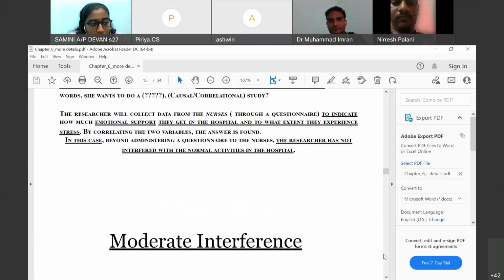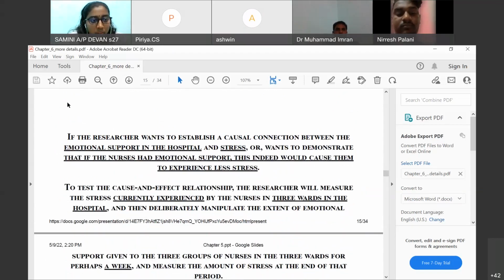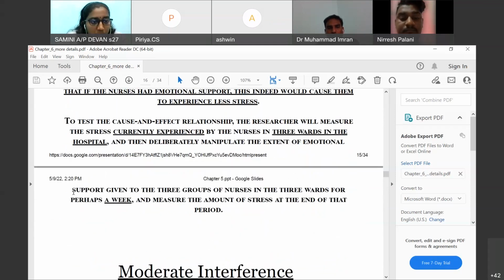Second type, moderate interference. Okay, Samini, let's deal with this one. If the researcher wants to establish a causal connection between the emotional support in the hospital and stress, or wants to demonstrate that if the nurses had emotional support, this indeed would cause them to experience less stress, then to test the cause and effect relationship, the researcher will measure the stress currently experienced by the nurses in 3 wards in the hospital and then deliberately manipulate the extent of emotional support given to the 3 groups of nurses in the 3 wards for a week, and measure the amount of stress at the end of the period.